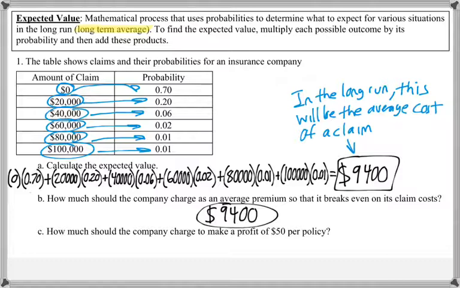Part C says, how much should the company charge to make a profit of $50 per policy? So if $9,400 breaks even, they just need to add $50 to that to make a profit of $50 per policy.